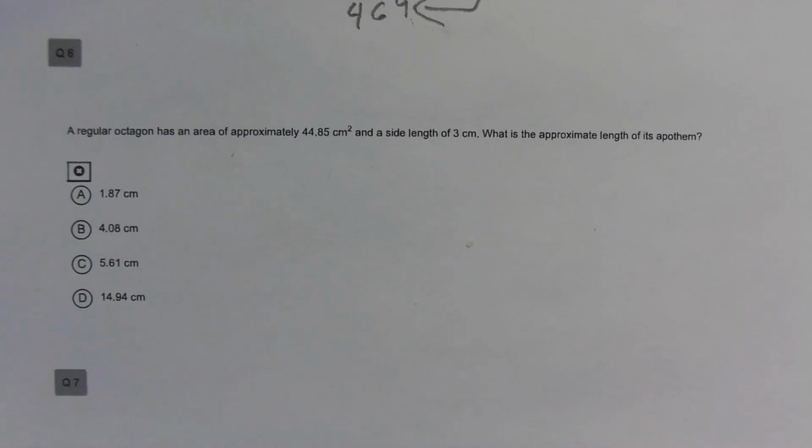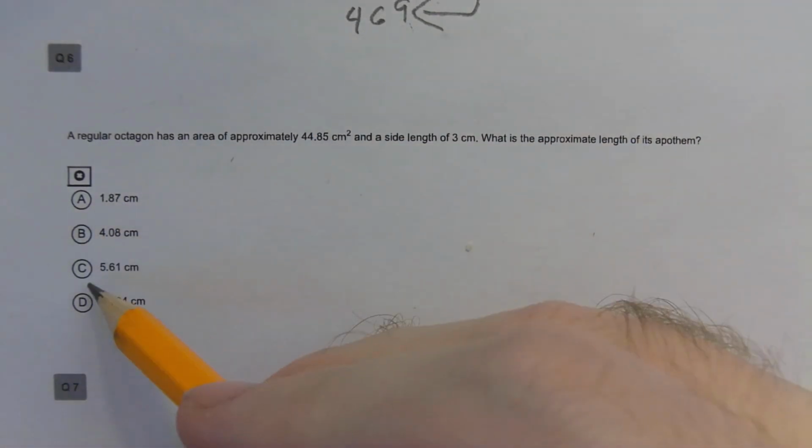Okay, question 6. Now, a regular octagon has an area of approximately 44.85 centimeters squared, a side length of 3 centimeters. What is the approximate length of its apothem? Now, there is a problem with the answer choices here. Let me rephrase that. All the answer choices are wrong because there's a typo, so none of these answers are correct.